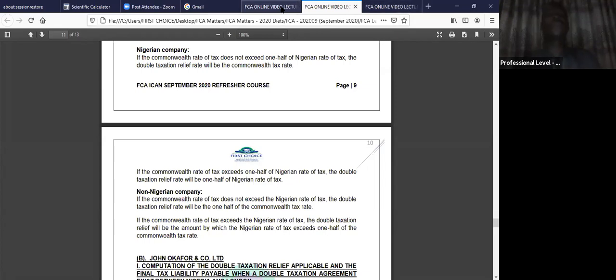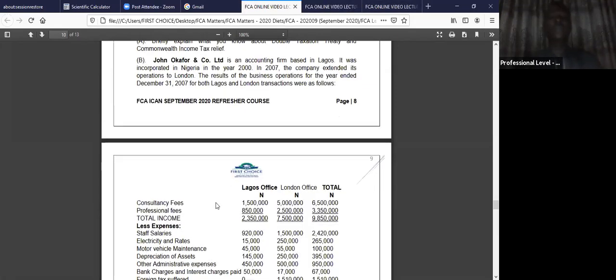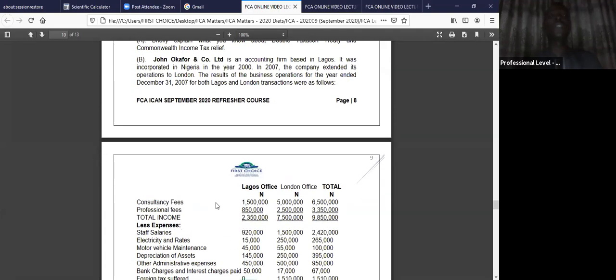Okay, let's see how we're going to do it in part B. Part B of the question says, John Okafor and Company Limited is an accounting firm based in Lagos. It was incorporated in Nigeria, so this tells you it is a Nigerian company. It commenced operations in the year 2000. In 2007, the company extended its operation to London. So London is a foreign branch. Any foreign income will be repatriated to Nigeria.